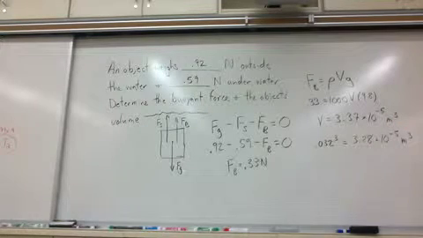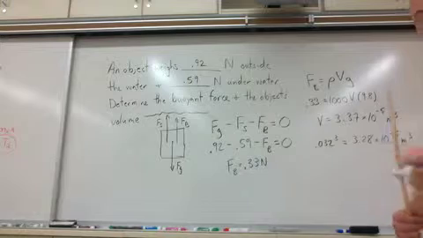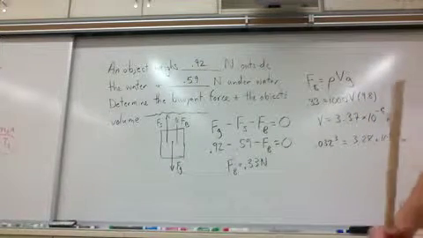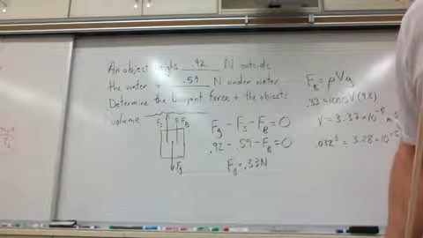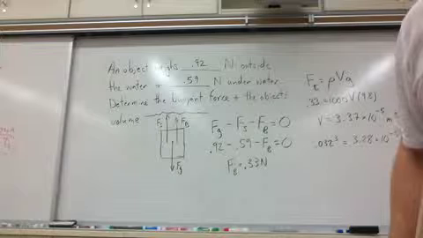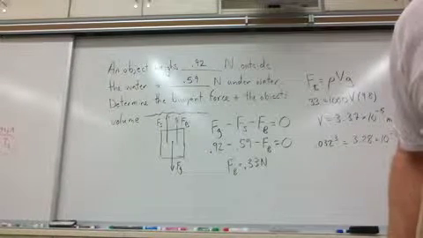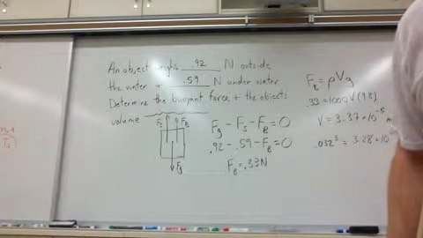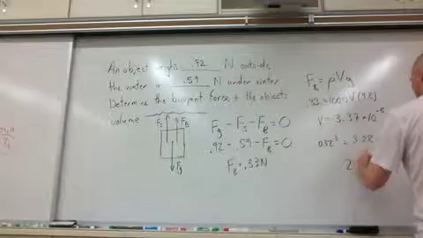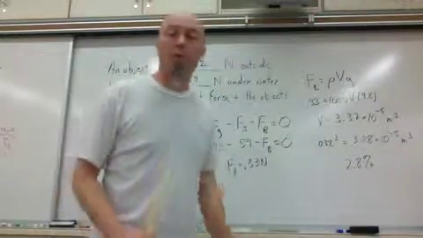If I do my percent error, the difference between them, 3.37 times 10 to the minus 5th minus the actual 3.2738 times 10 to the minus 5th, divided by the actual, times 100, I get 2.8% error. Not bad. I like when physics works.